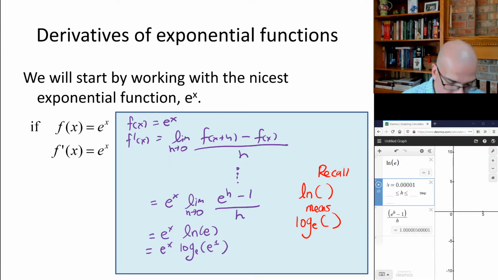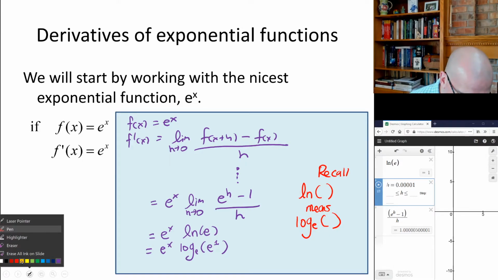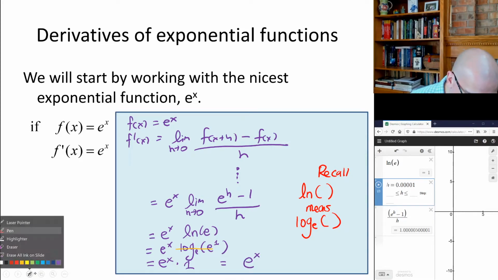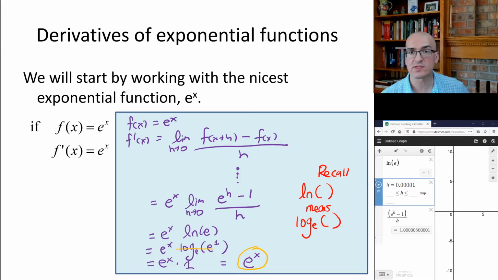And now we can use the cancellation law. Log base e of e to the 1 just gives us 1. And we get our final answer, which is probably why the universe likes the number e. The derivative of e to the x is e to the x. It is its own derivative.